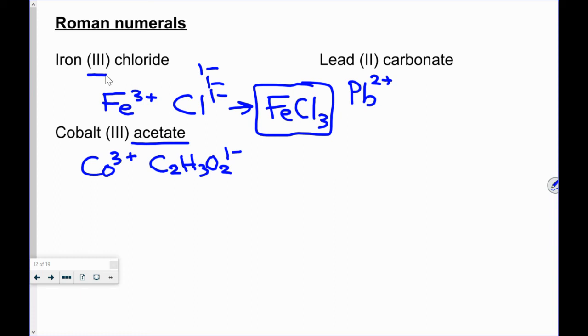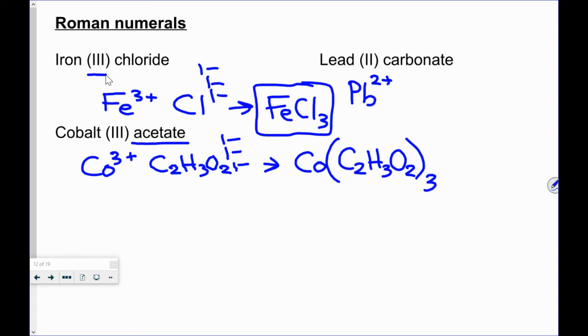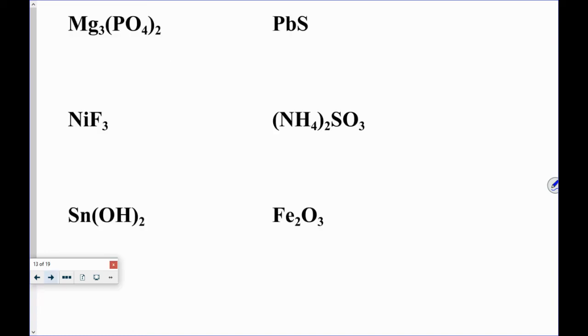Just like this problem, we need how many? 3 of those. So I would need 1 cobalt. I write all this down. That's what acetate is. And I use parentheses. I need 3 of those. So as hard as it gets, working backwards. This is where some students love this, some hate it.